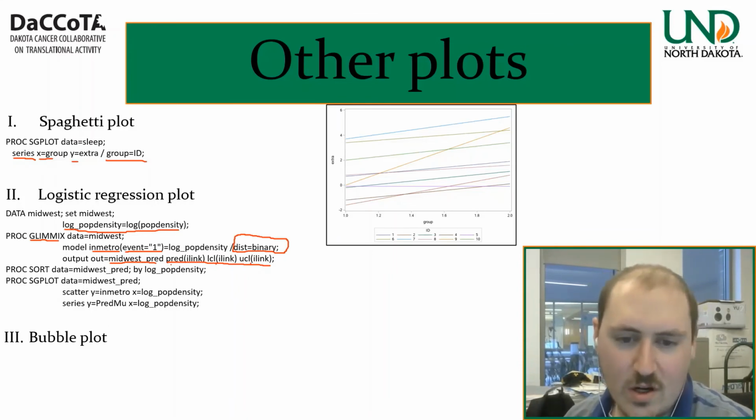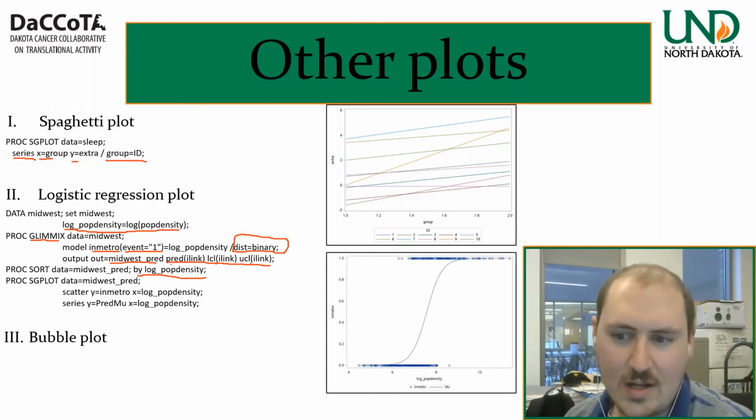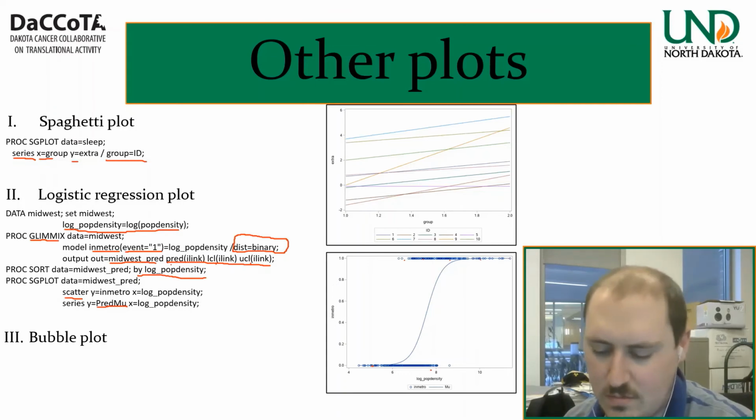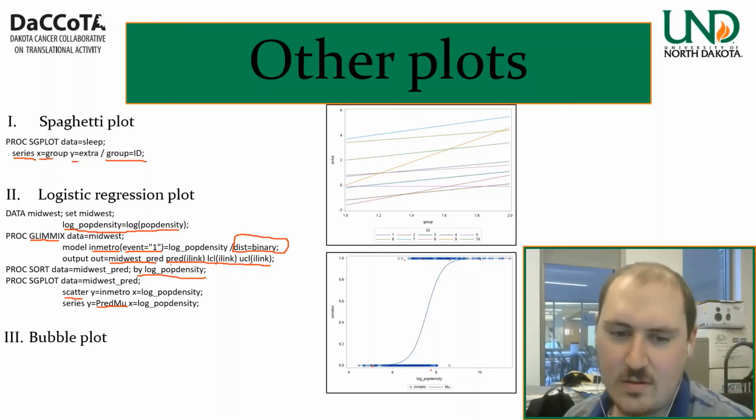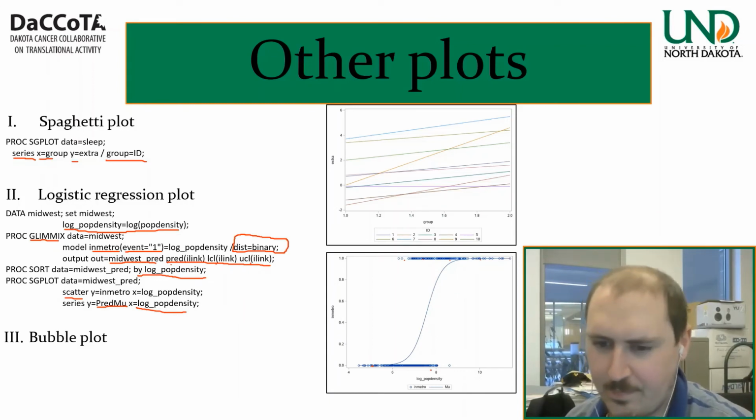All right, we need to sort again by our x variable. We will get our SGPLOT. So we'll have a scatter here to get these values. And then our series, and here, because our pred data set calls our prediction variable pred mu, again, hand waving, that's what it calls it. And then x log population density, we get this nice logistic regression style line.